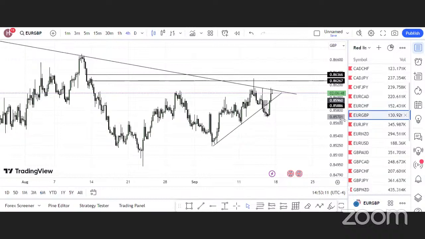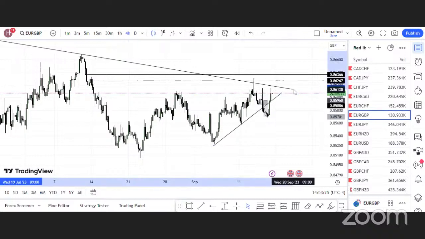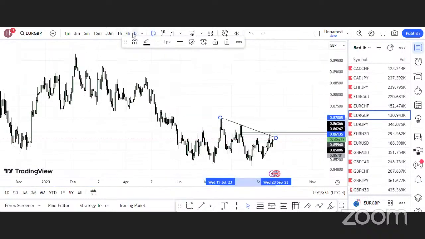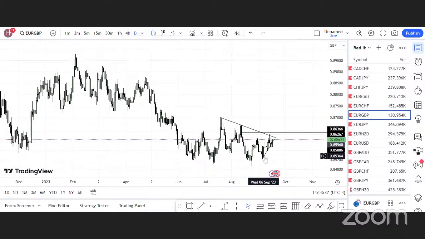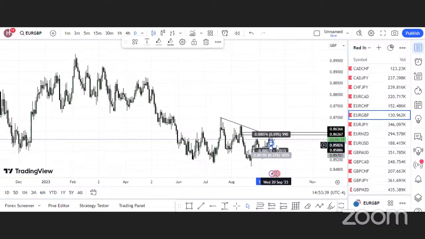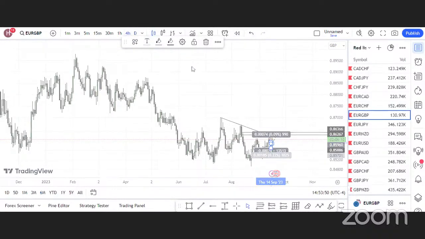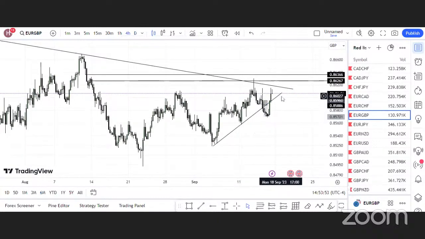You see, this is an analysis I made earlier, and the market is still respecting my analysis. I think this is about 2 to 3 days now, and it's still respecting my analysis.